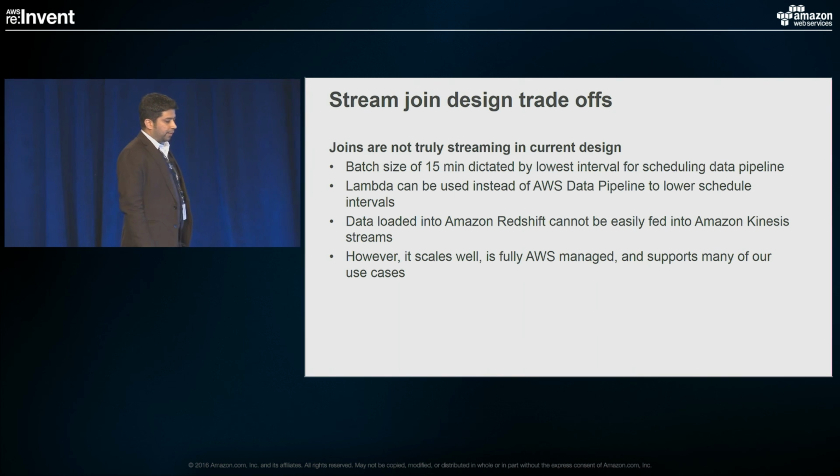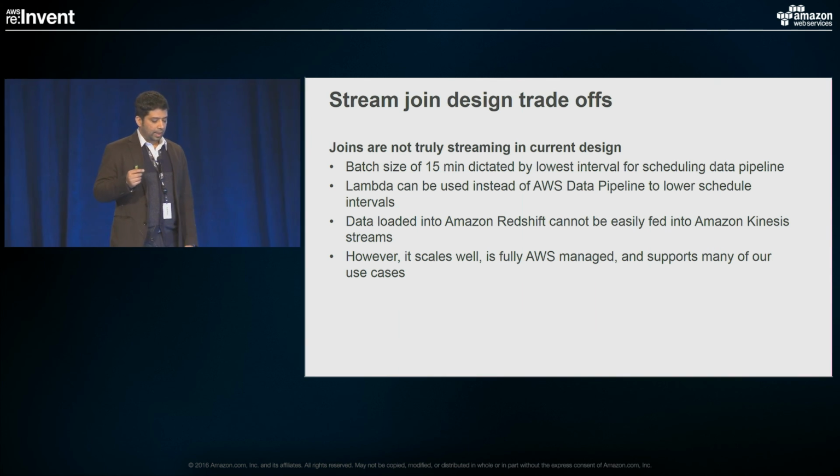So in terms of trade-offs, one of the things that I'd like to point out is that our solution for joins is not truly streaming. We are in fact batching data in 15-minute chunks and then uploading it into Redshift. And this 15-minute interval is currently dictated mainly by a limitation of AWS Data Pipeline as to how often you can have recurring pipelines scheduled. And we can easily work around that by moving to Lambda.